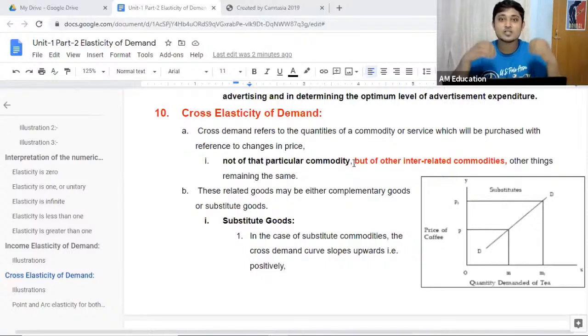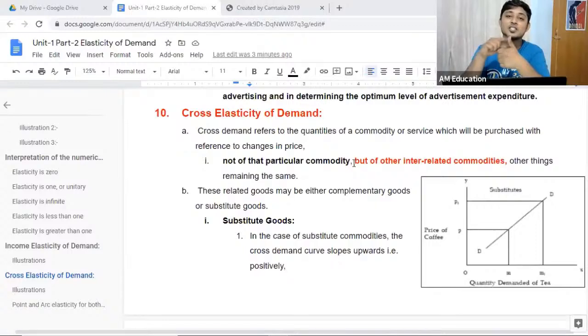Elasticity is the responsiveness of the quantity demanded of a particular good or service with respect to the change in any of its variables. And what are its variables? Price of the product, price of the related good, income of the consumer, tastes and preferences, consumers' expectations, advertising, and so on, right? So each variable has its own elasticity. If there is a change in the first variable, what is the effect? Second variable, what is the effect? Third variable, what is the effect?